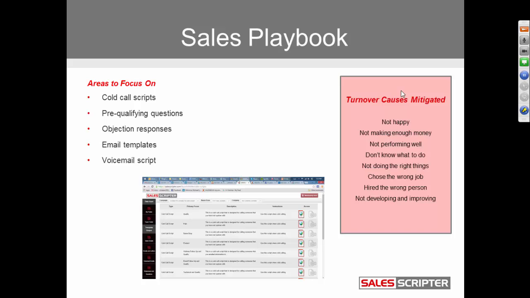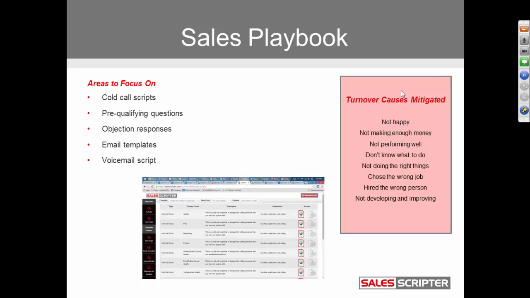If you provide a sales playbook to your salespeople, you can decrease turnover caused by them not being happy, because they feel more armed to go to battle. They feel like you've positioned them for better success. They're not as frustrated. They don't have as much anxiety.